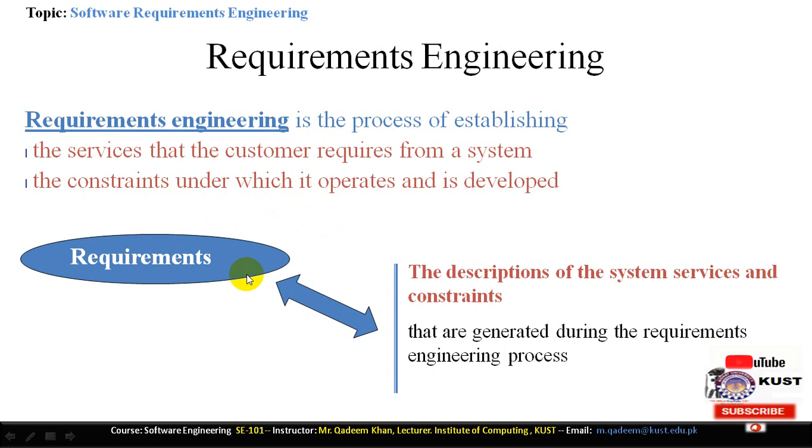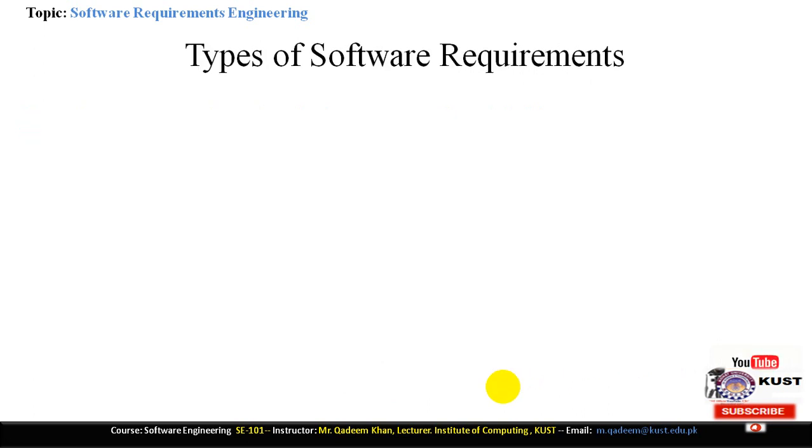So requirements is in fact the description of the system services and the constraints. Services means what are the needs of the user, and constraints means what are different logical and business constraints over the product. So these are generated during the requirements engineering process. In fact, the system services and the constraints are properly documented and this document is generated in the requirement engineering process.